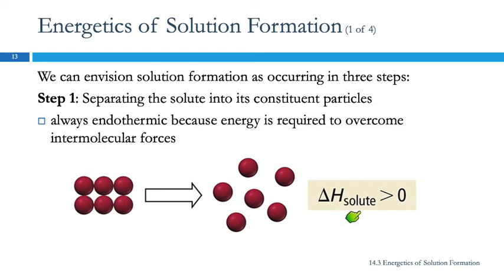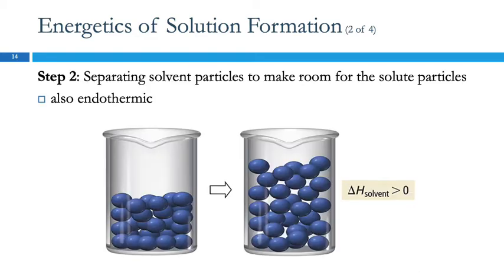So this is the change in energy for the solute getting pulled apart. That's going to be a positive number. The next step we can envision is separating the solvent molecules to make room for the solute molecules. Just like the first step, this is also endothermic because we have to separate these molecules, breaking their intermolecular forces. So this is also going to be greater than 0. We'll call this delta H for the solvent.